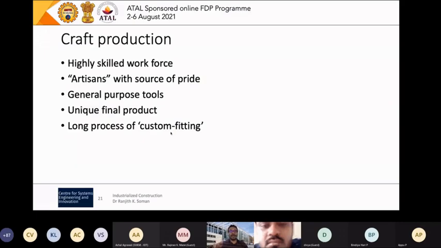Similarly, the craft production back then took a lot of time to finish. So they were custom fitting everything. There were problems. They came back, they did rework, came back and did it. And that's how it was done.